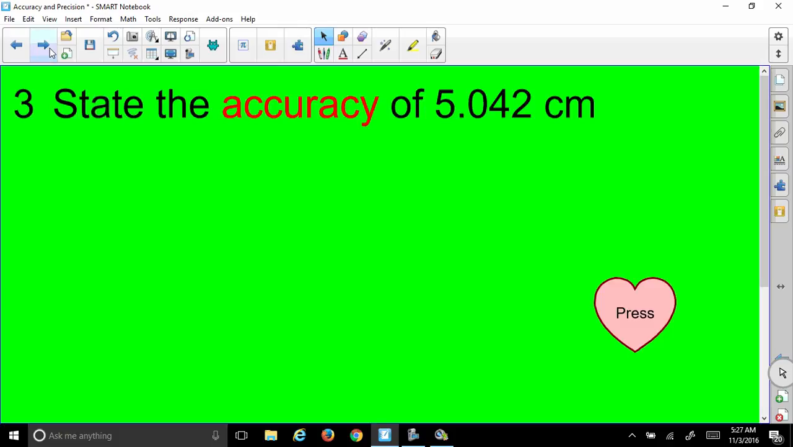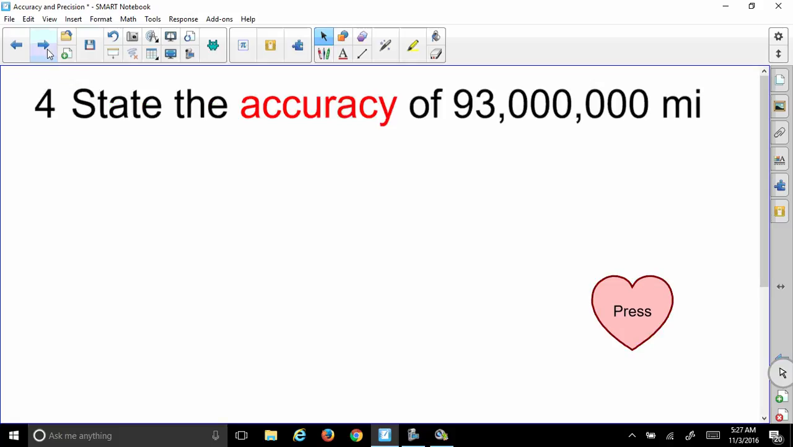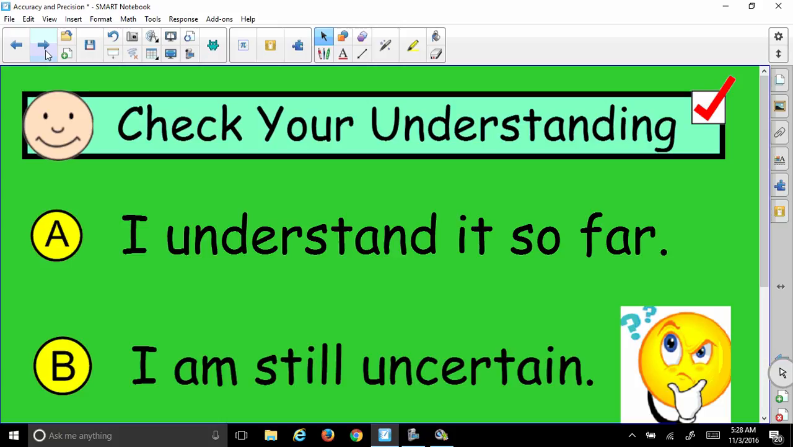So here's one for you. State the accuracy of 5.042 centimeters. Here's another one. State the accuracy of 93 million miles. Check your understanding, of course.